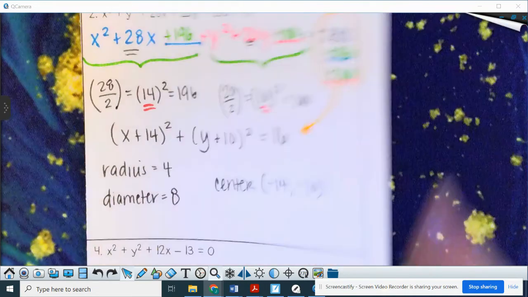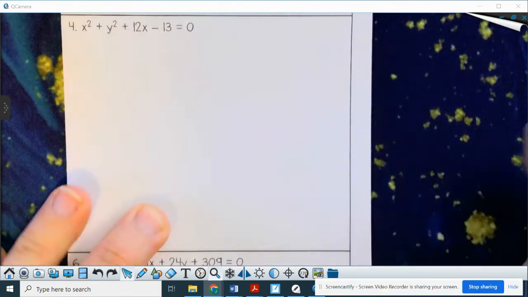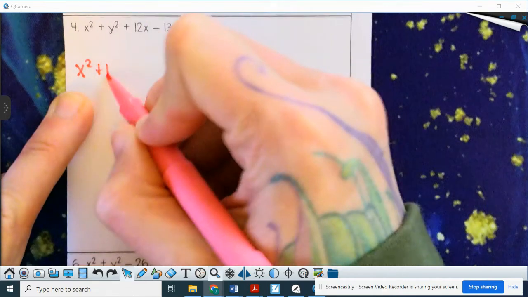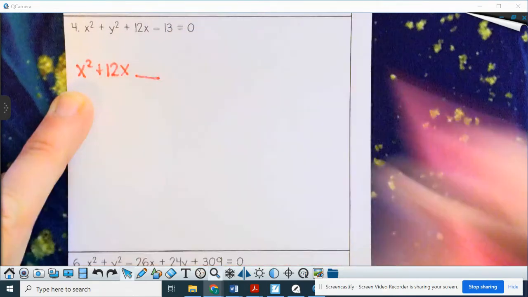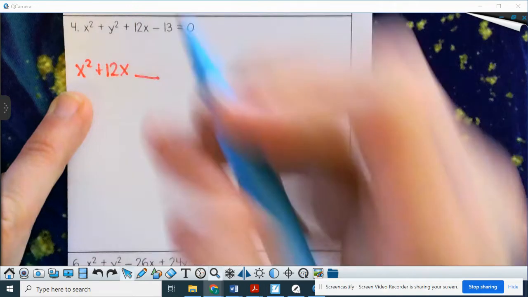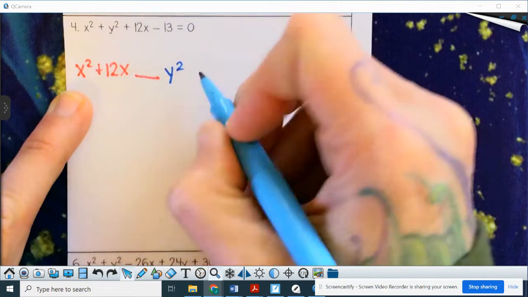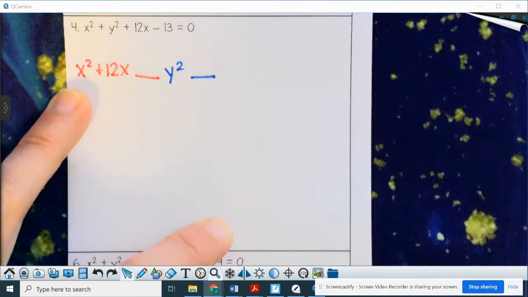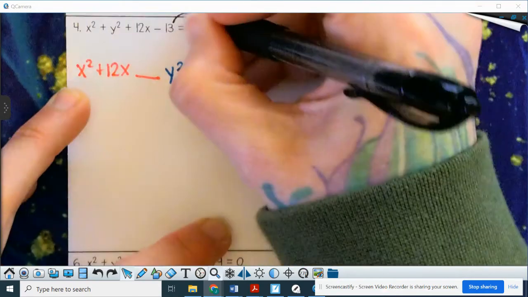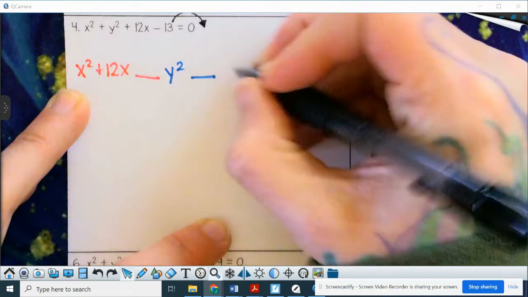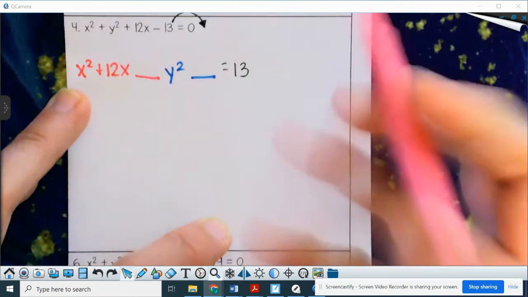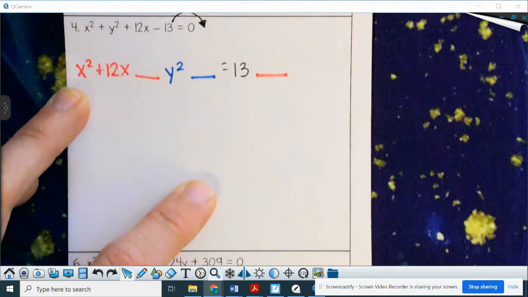Okay, we're going to do another one. So again, we're going to group our x's first. So x squared plus 12x blank. Group our y's. Y squared. There is nothing else, so we'll just put a blank. Move our constant, so the number without a variable, to the other side. It's a negative 13, so it's going to become a positive 13 on the other side. And then we need blank and another blank.